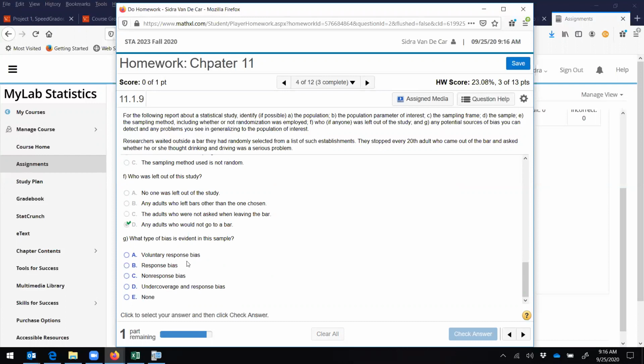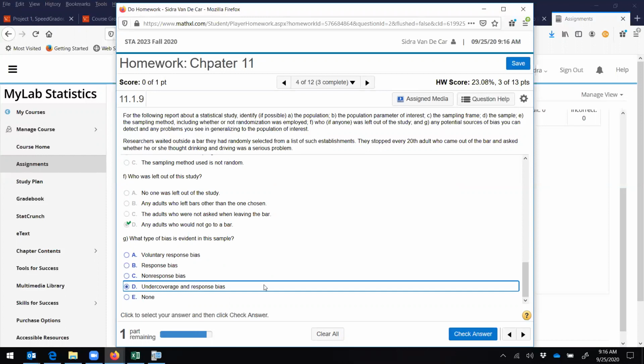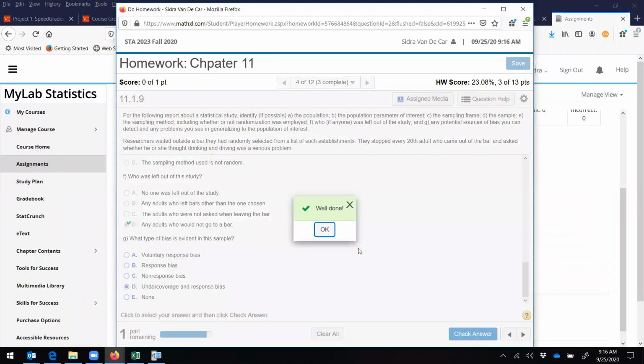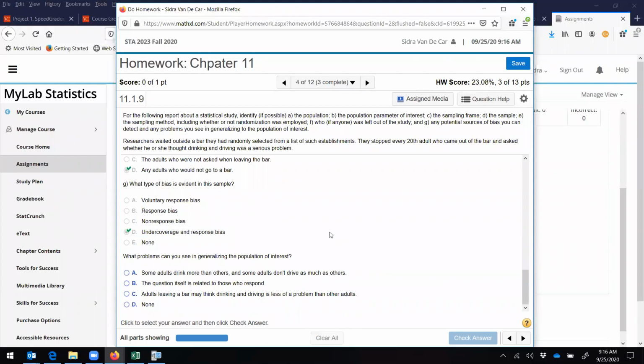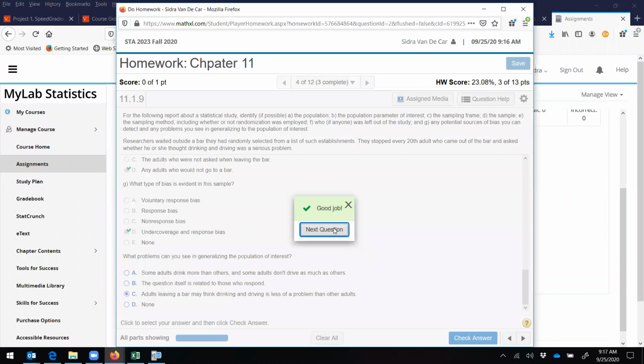What type of bias is evident in this sample? Well, the undercoverage and response bias, because we're not sampling from a correct population here if we're only targeting the one bar. What problems can you see in generalizing to the population of interest? Adults leaving a bar may think drinking and driving is less of a problem than other adults. They're walking out intoxicated.